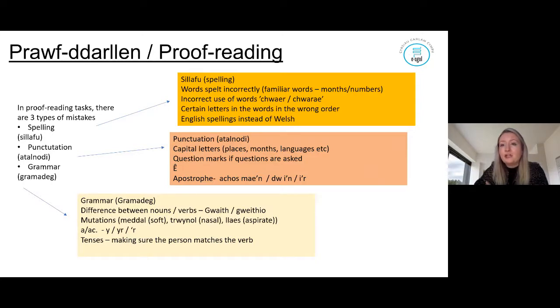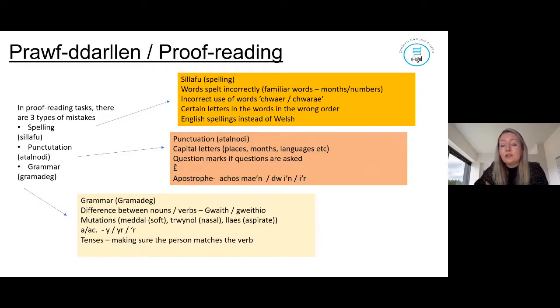Now, spelling mistakes can consist of words spelled incorrectly, familiar words that you should know, things like months of the year, particular numbers, times, things like that. The word for half past or o'clock, for example. Incorrect use of words, so mixing up maybe a noun and a verb, or mixing up words which are really similar. I'll give you a couple of examples here. Chwaer or chwarae, so one means sister, chwaer. Chwarae is to play. Another one which people make mistakes on is gwylio and gwyliau. One meaning to watch, gwylio, and gwyliau meaning holiday, so they're very different meanings, okay?